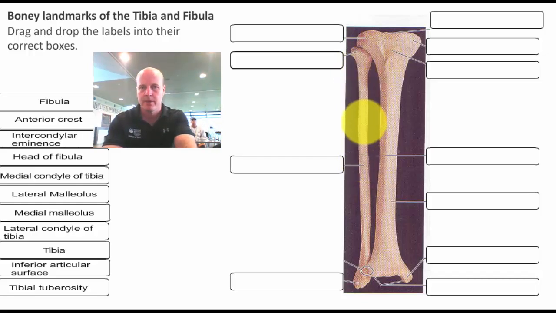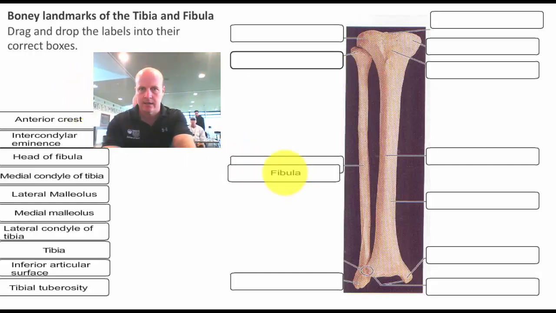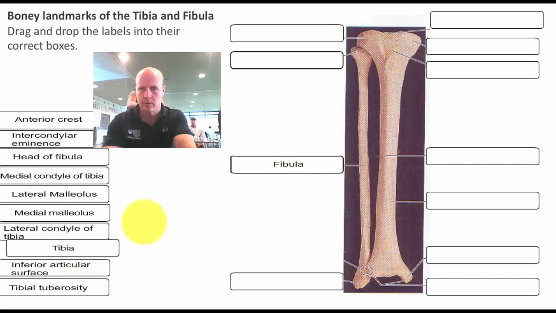So the way I remember is the fibula is the little bone and it's lateral. Okay, so let's get that down just so we know what we're doing. Okay, tibia. Then when we're looking at our tibia, let's start at the top.